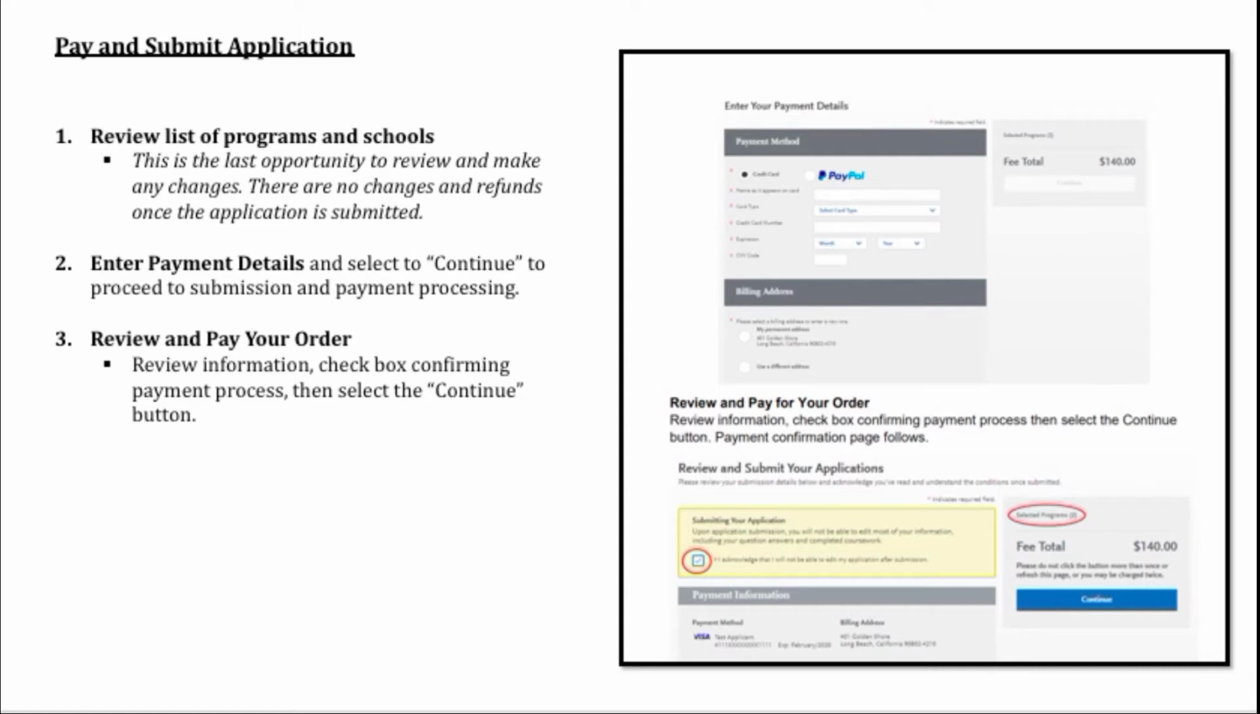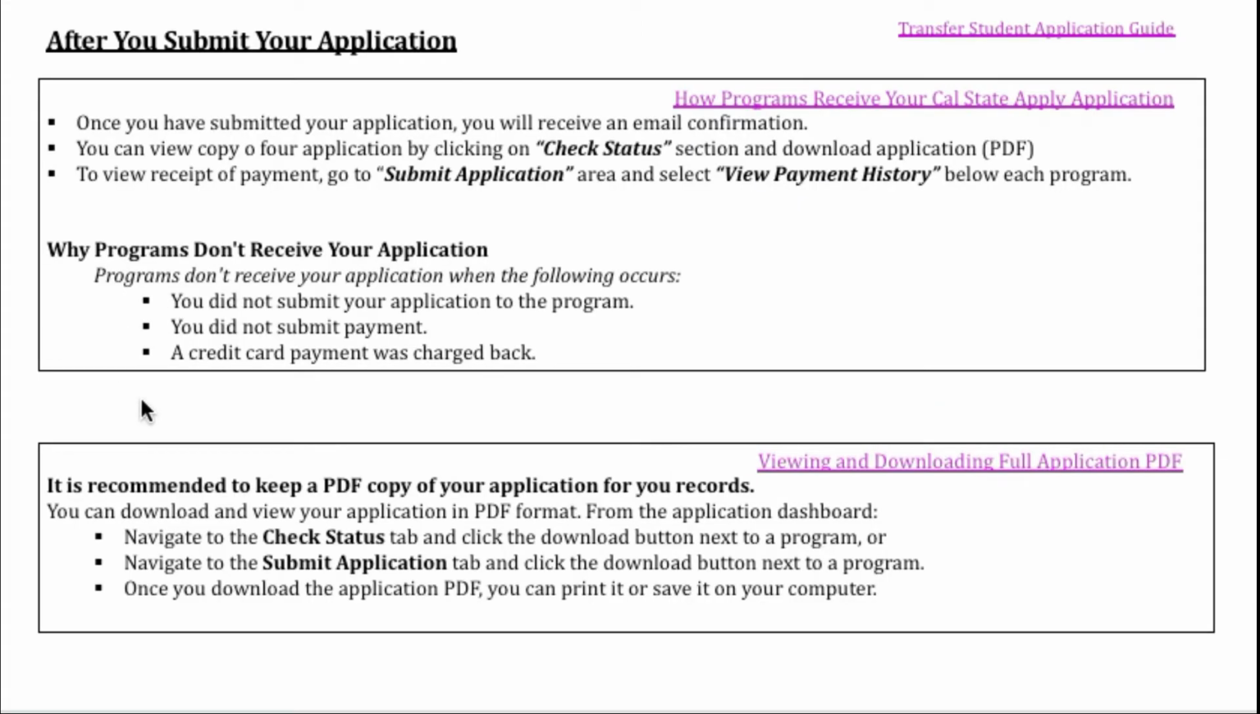It will pull up a payment screen. Usually you can do this through PayPal. And continue. There's an acknowledgement to review information and a box, and you want to select continue. And then that's it. Once you've submitted your application, some things that are going to be coming down the pipeline for you include the following.